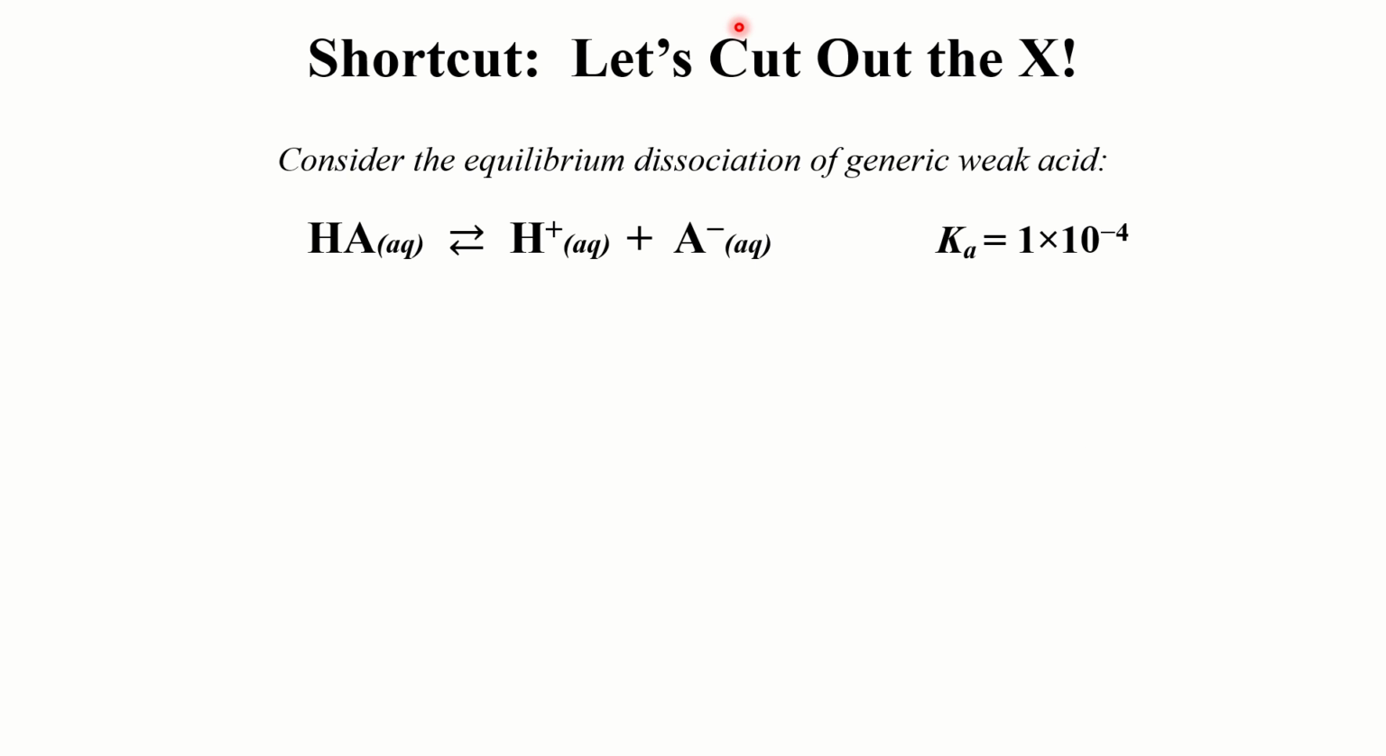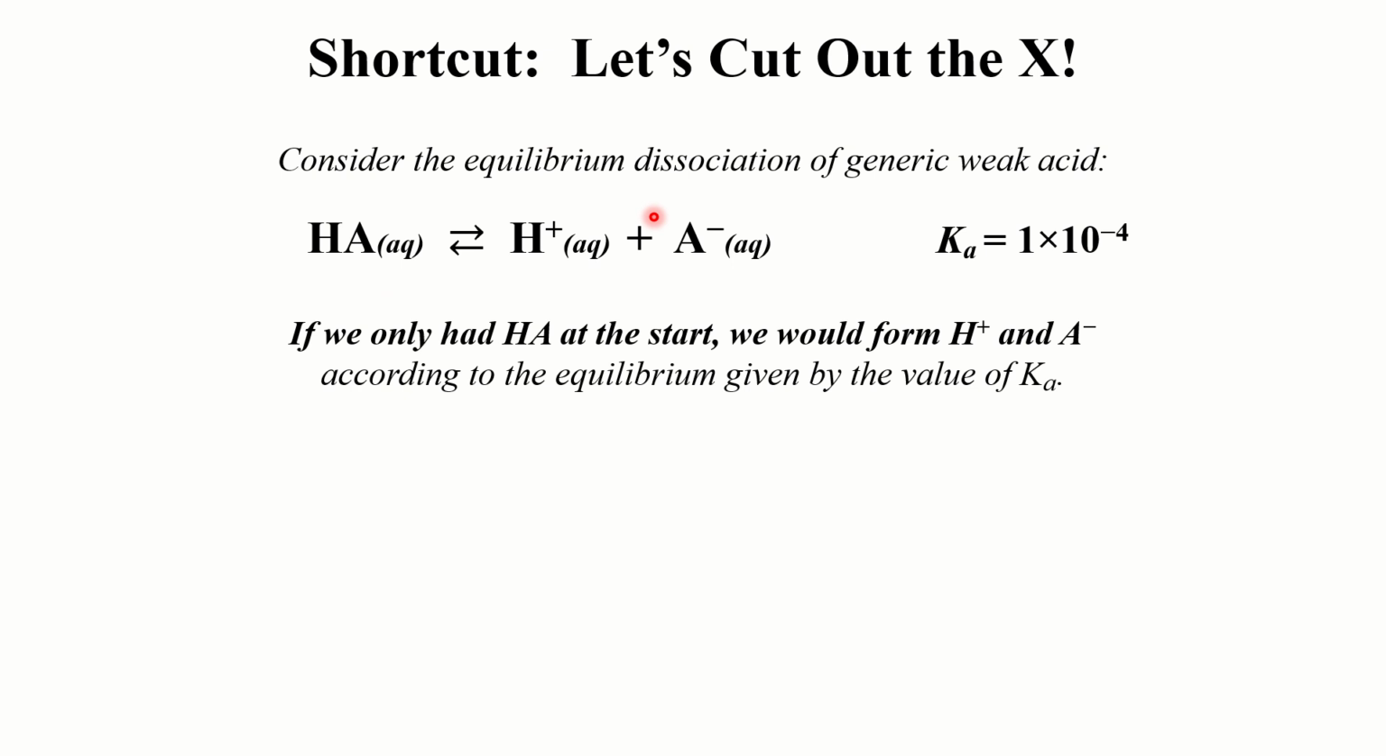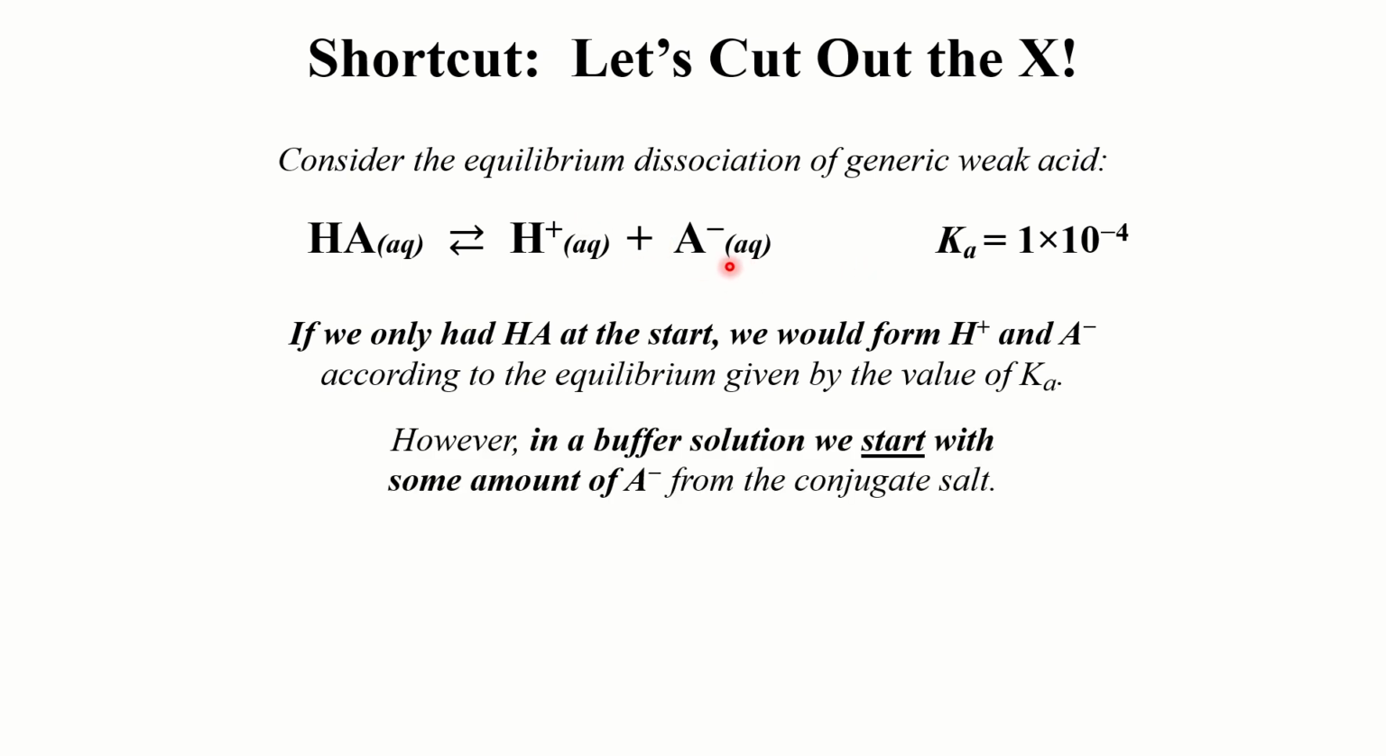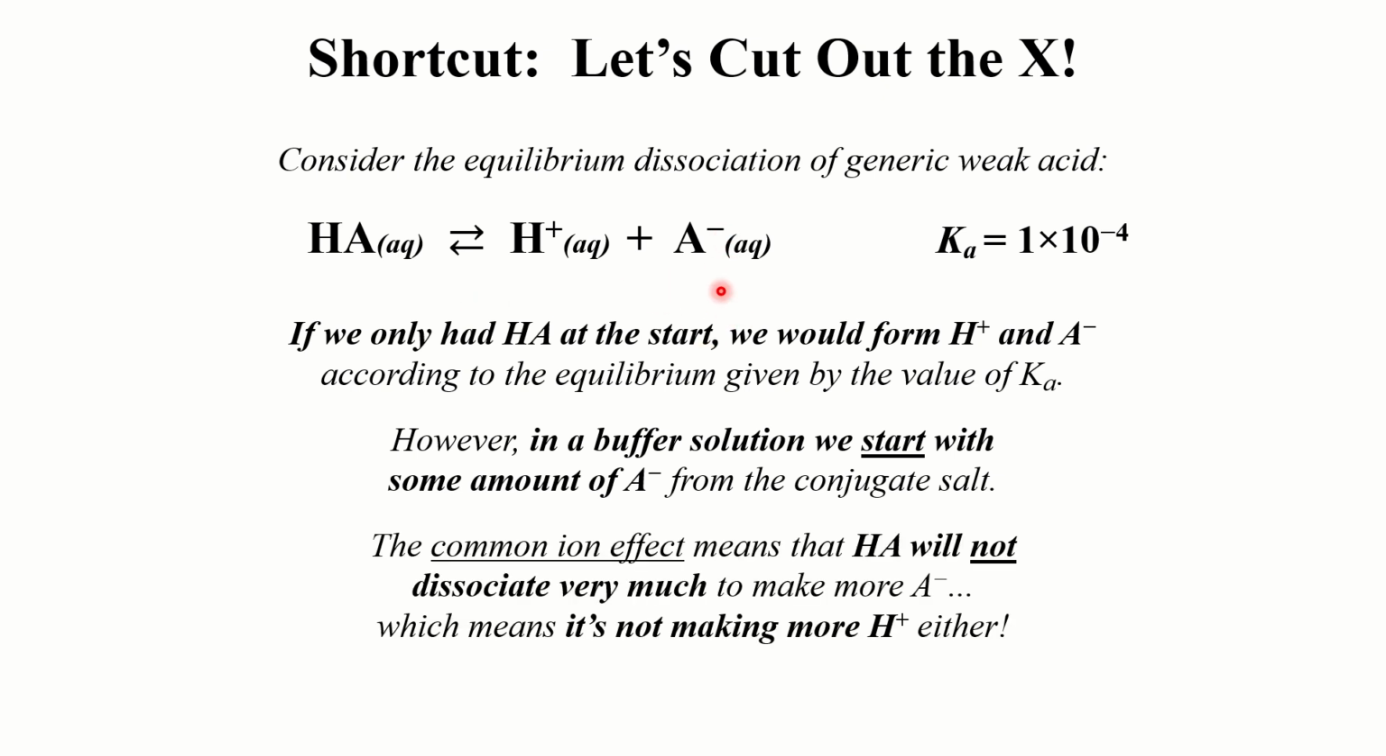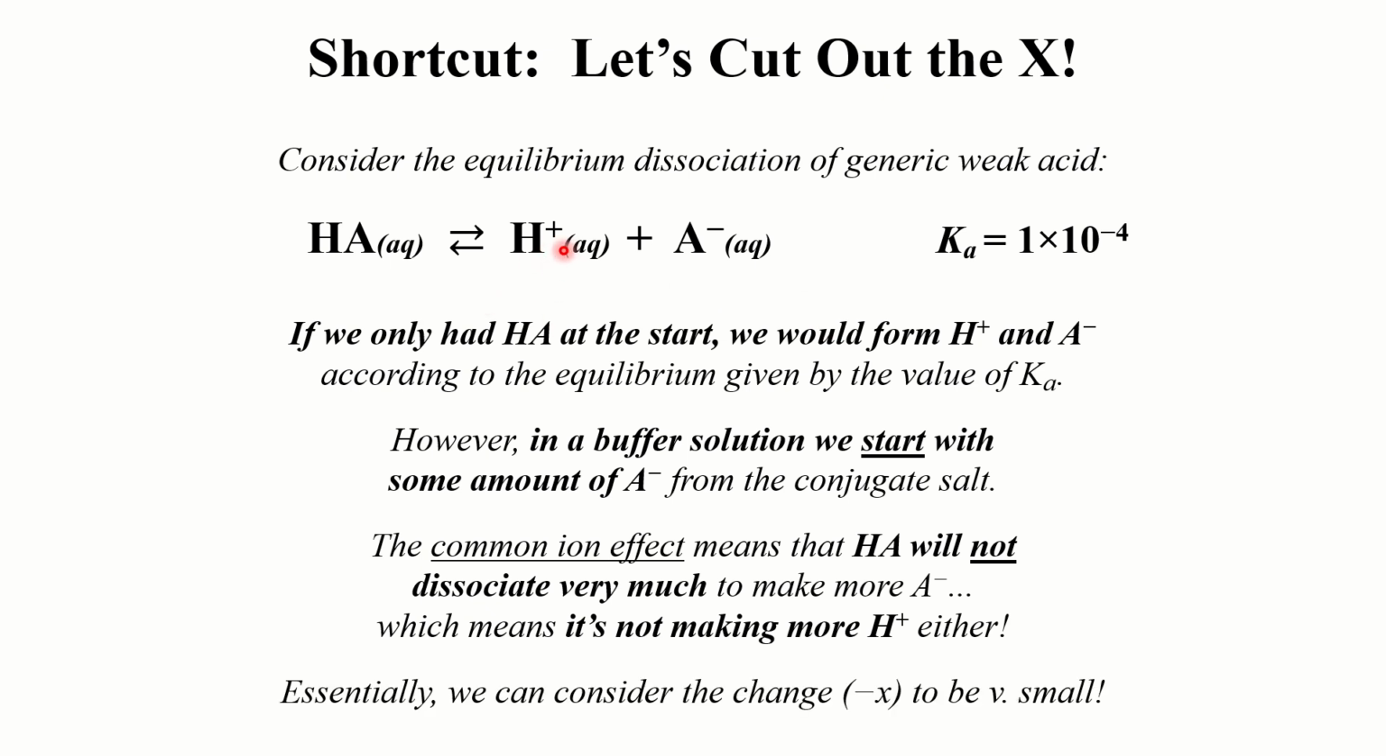So consider the equilibrium dissociation of a generic weak acid, HA, forming H plus and A minus with some Ka. We'll call it 1 times 10 to the negative fourth. If we only had HA at the start, we would form both H plus and A minus according to the equilibrium given by the value of Ka. However, in a buffer solution, we are starting with some amount of A minus from the conjugate salt. The common ion effect means that HA will not dissociate very much to make more A minus, which means it's not making more H plus either.